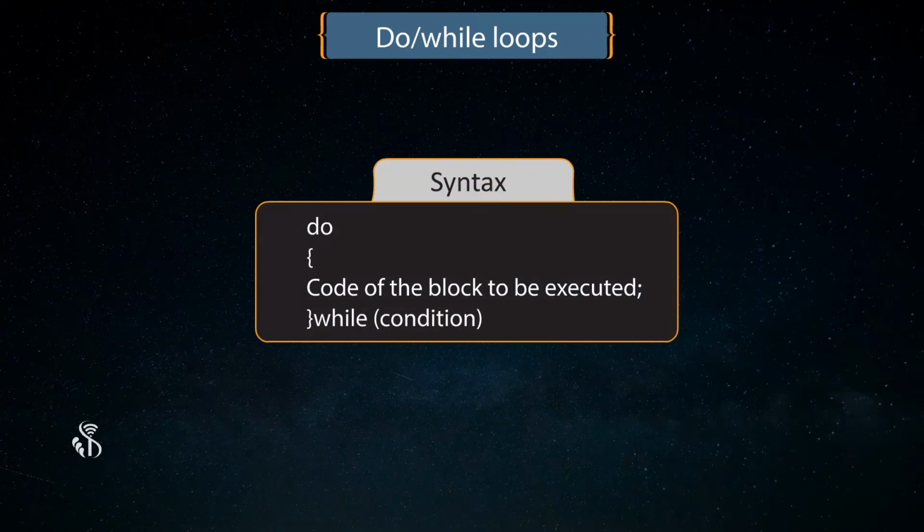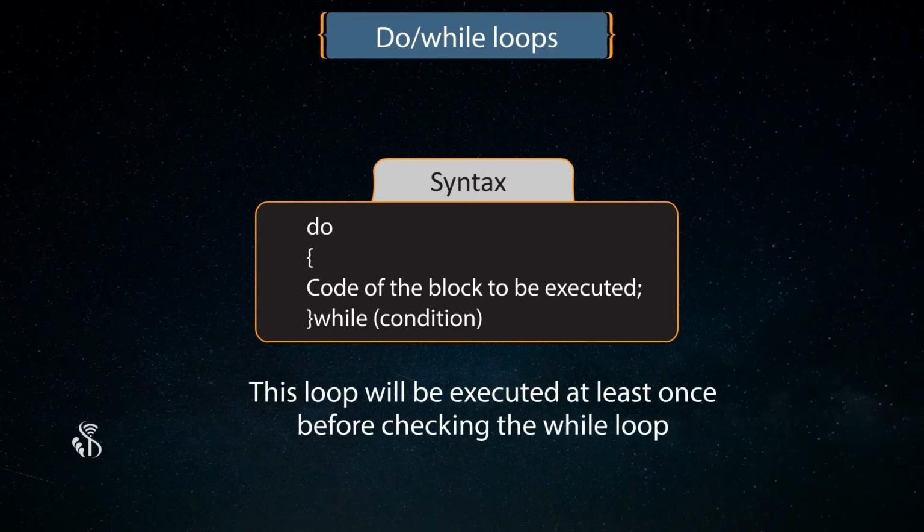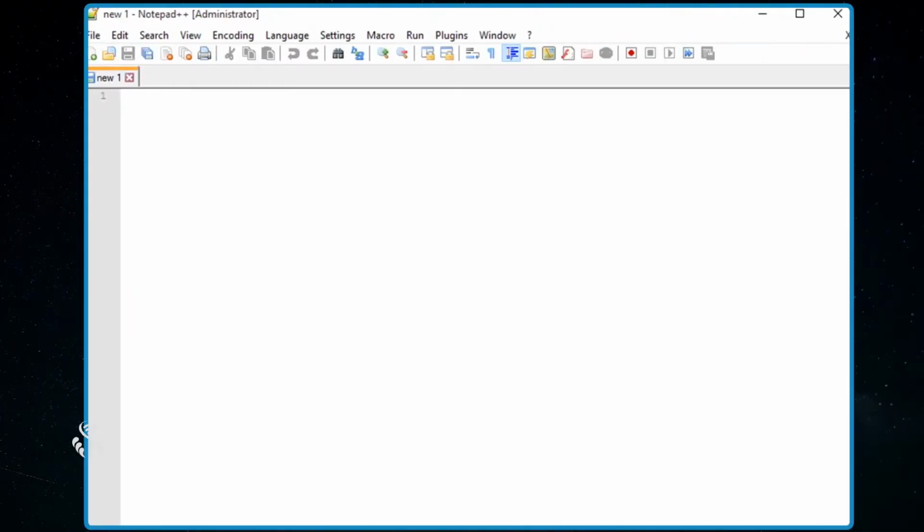The syntax of the do-while loop is shown on your screen. This loop will be executed at least once before checking the while condition. Let us see an example.